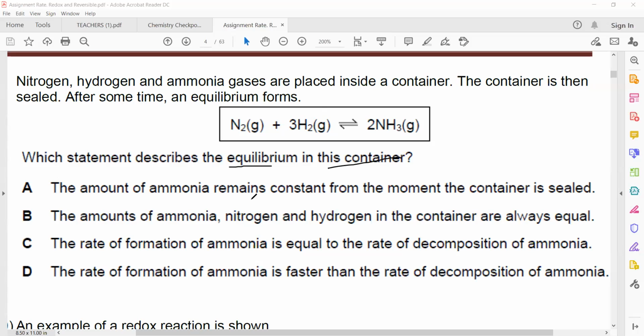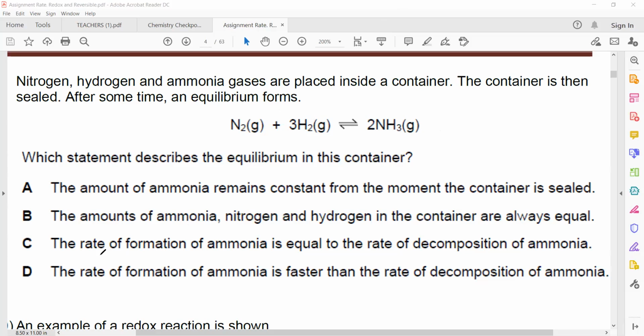The amount of ammonia remains constant for a moment. No, not for a moment. That's why A is not correct. It will remain constant throughout. Why can B not be an answer? Amount of ammonia, nitrogen, and hydrogen always equal. No, their amounts are not equal. It's not like you have 2 dm cube of nitrogen, 2 dm cube of hydrogen, and 2 dm cube of ammonia. That's wrong. The term equilibrium means there is no change in the concentration or the amount.